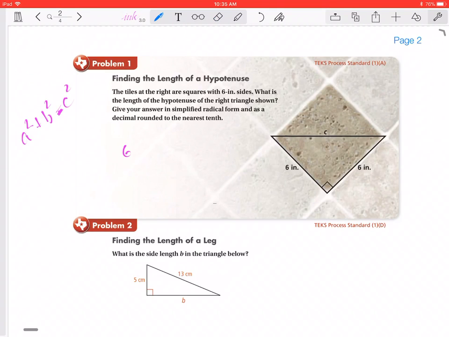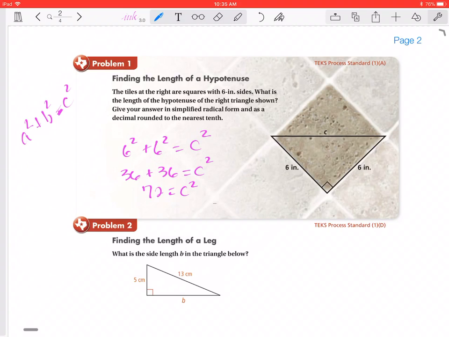So this is going to be 6 squared plus 6 squared equal to c squared. Well, 6 squared gives us 36, so that's 36 plus 36 is equal to c squared. Now 36 plus 36, let me get out my handy dandy calculator, will give us 72. So 72 is equal to c squared.